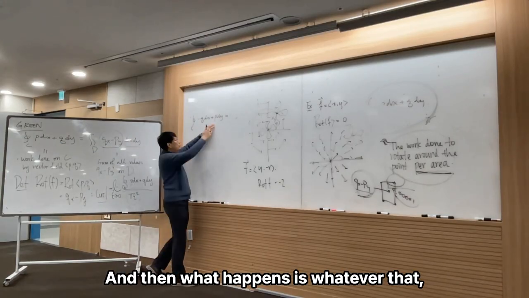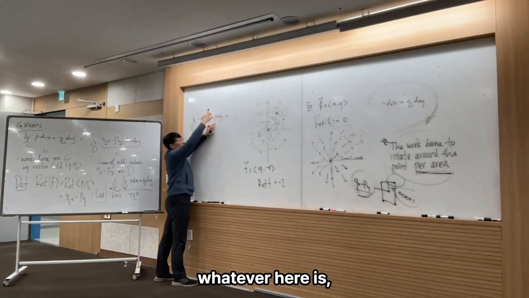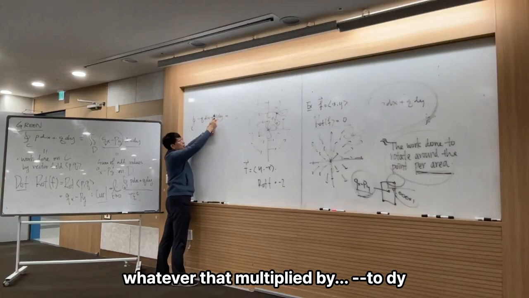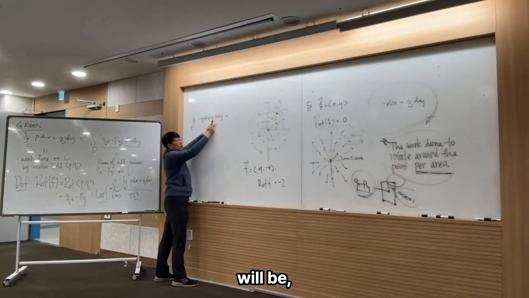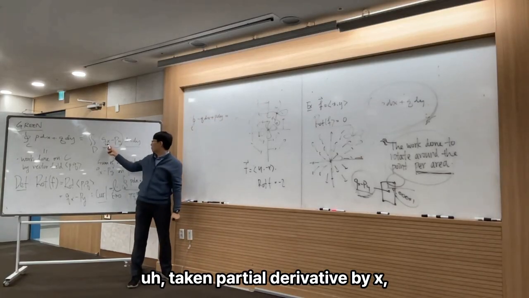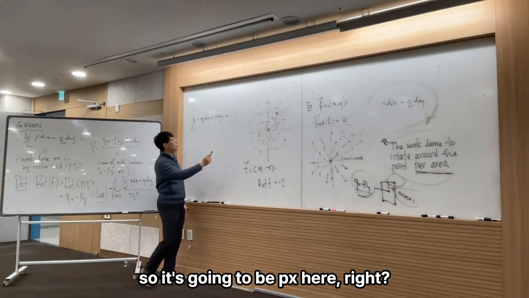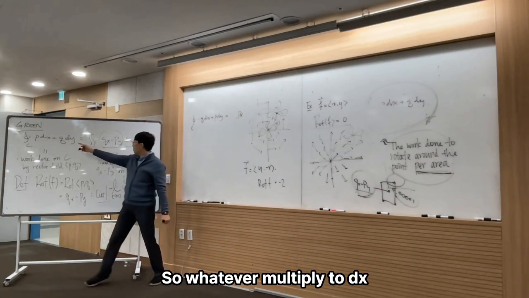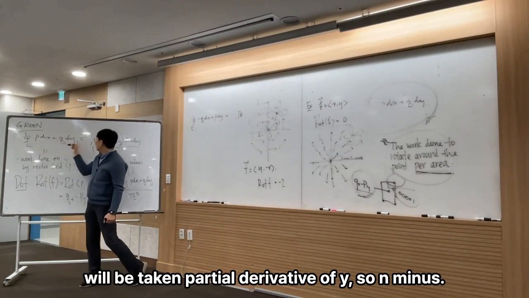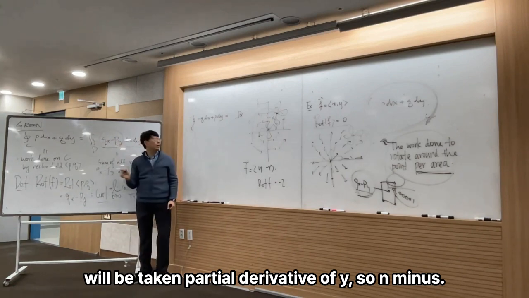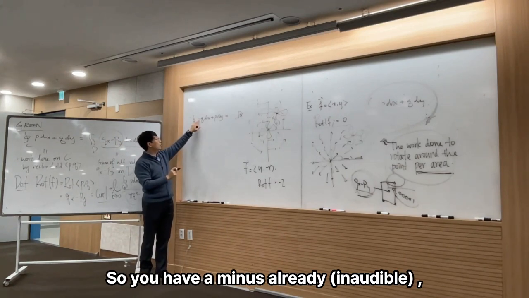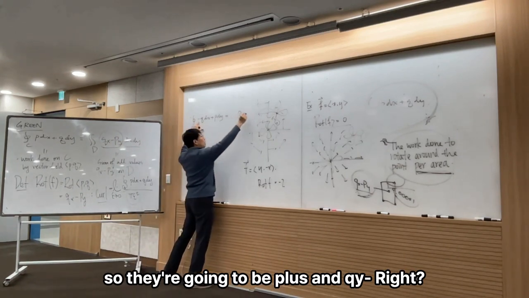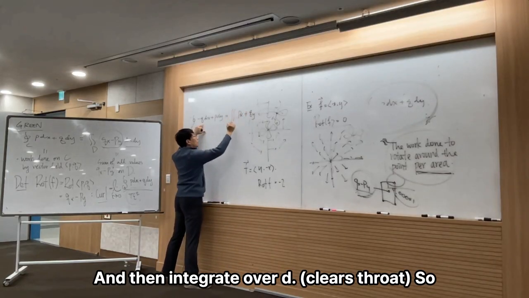Then whatever is multiplied to dy will have its partial derivative taken by x. So it's going to be px here, right? Whatever is multiplied to dx will have its partial derivative taken by y, so with the minus you already have, they're going to be plus and qy, right? And then integrate over d.